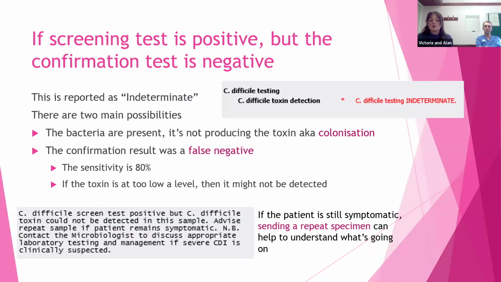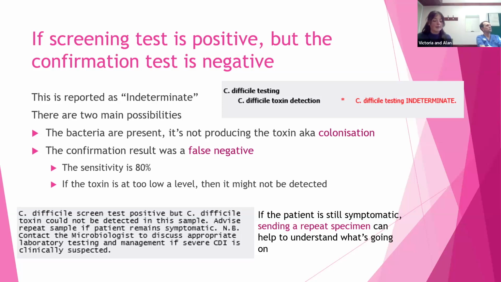And there are two potential reasons why you would get an indeterminate result. So first of all, the bacteria is present, but it's not producing the toxin. We would refer to this as colonization, potentially. And it likely means that there is another explanation for the patient's symptoms. The other alternative explanation is it's actually a false negative. So because this screening test requires the toxin to be at a particular level in order for detection, if the toxin is below that level, we might not be able to pick it up.